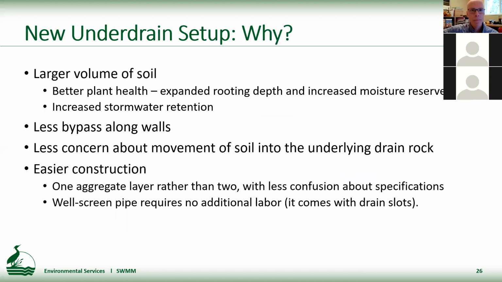Next. So why are we doing this? This is really building on the long experience of the city of Seattle. We drew heavily on their experience with this type of underdrain system. It allows for a larger volume of soil. Back to that theme, we think it's going to provide for better plant health, expanding the rooting zone and increasing that moisture reserve, also increasing stormwater retention. Because much of the facility doesn't have a rock layer beneath it, we think it'll reduce bypass along the walls.